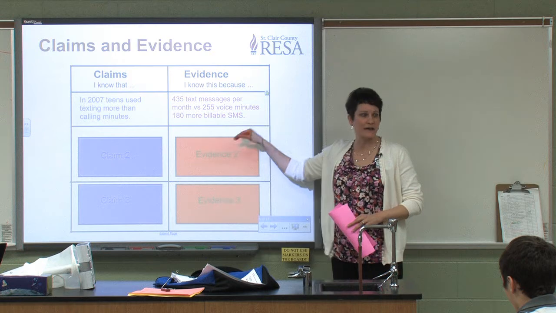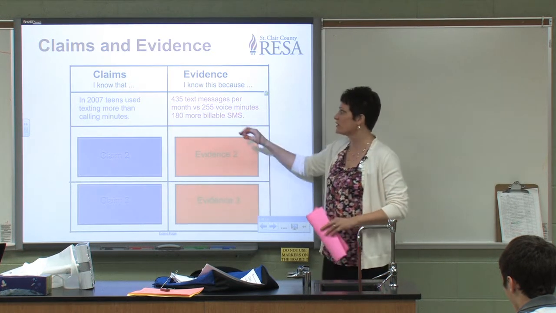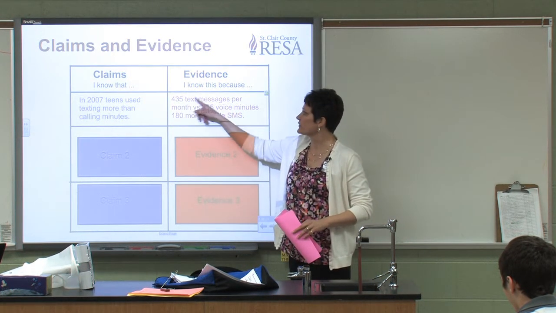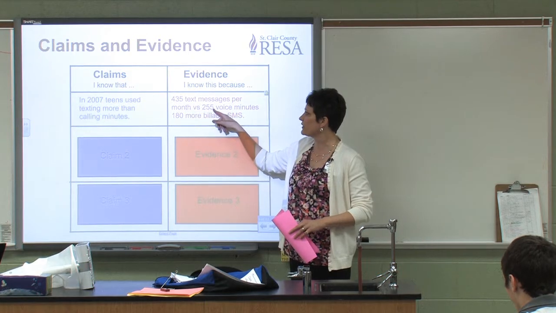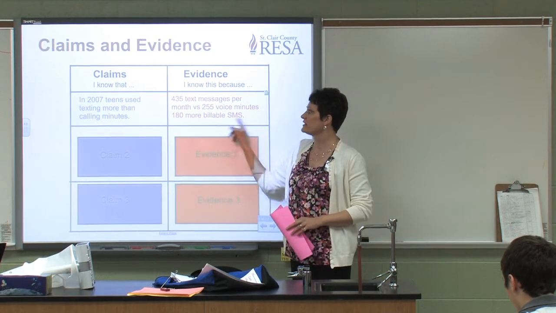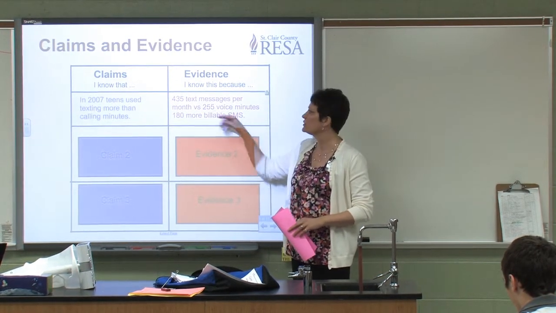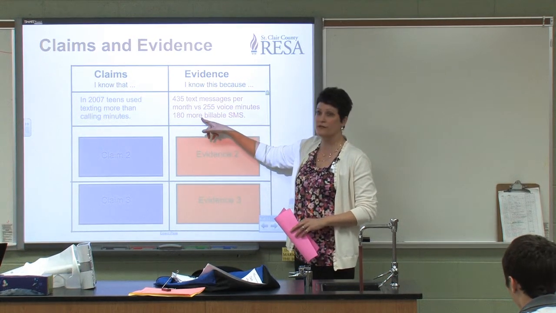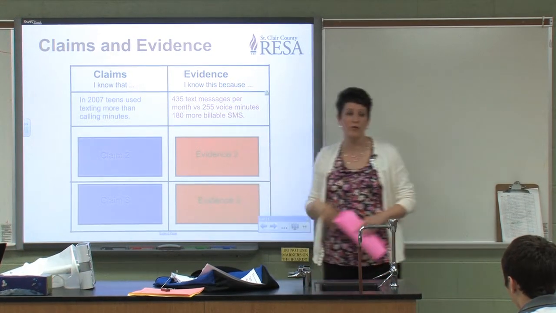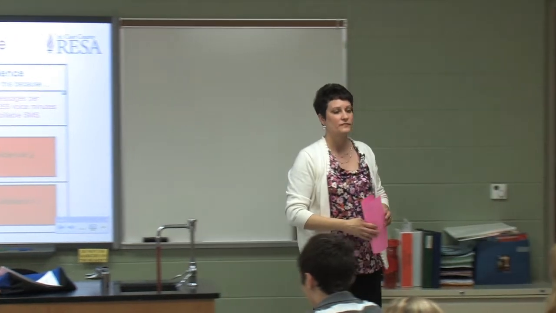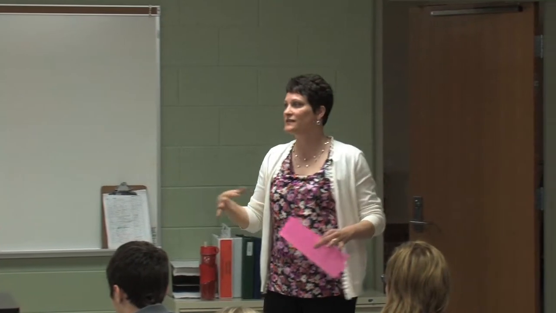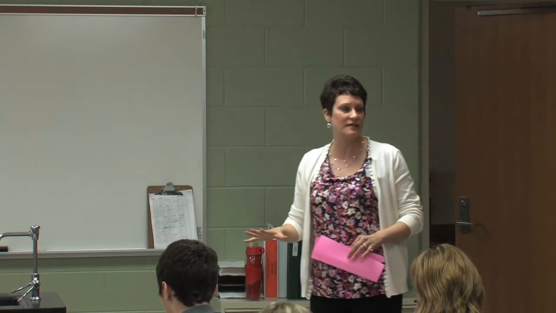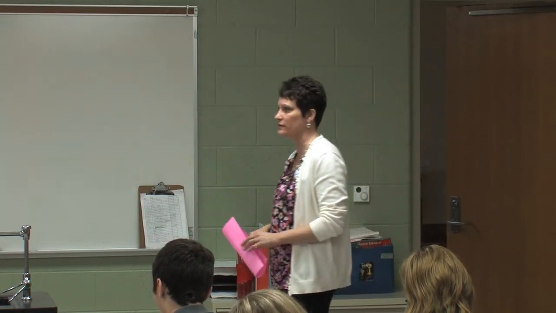Now you do not have to write it in a sentence form. You can just write 435 texts versus 255 voice. I added this too, the difference between them. You could do just the top part, just the difference between them, or both of them if you want the most information. So when you're writing your claims and evidence, it does not have to be a sentence. It just has to be some quick thoughts. We'll make them into sentences later when we make our conclusion.